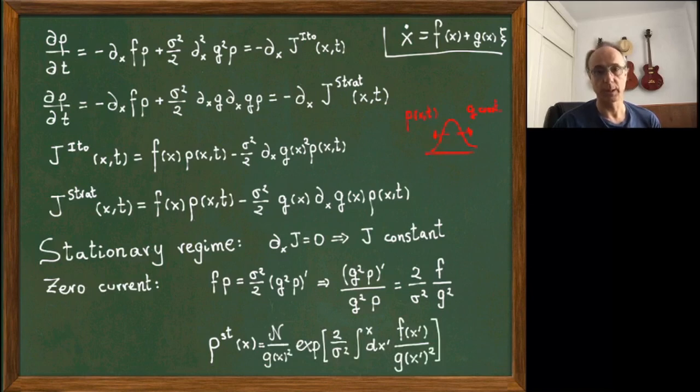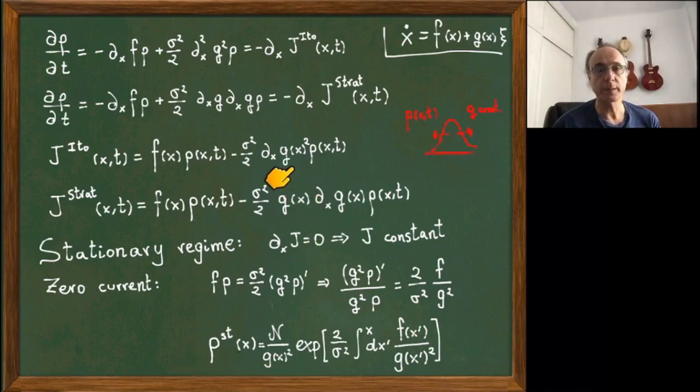Now you see what I have done. I integrated this equation, so I get this integral, and then here I get the log, so I take the exponential, and since it's the log of g squared rho, I have the g squared here, and this is a normalization constant. This is the solution for the Itô interpretation. So you see that you just have to solve this integral to get a closed expression for the probability.